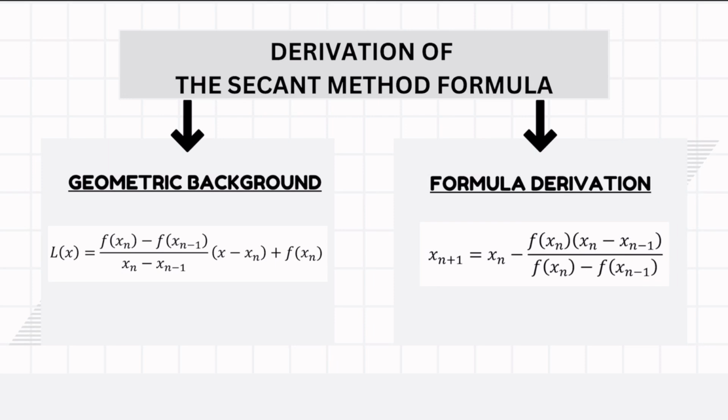Derivation of the secant formula. We start with the slope of the secant line between 2 points, which is calculated as the difference in the function values, divided by the difference in the input values, xn minus xn minus 1. The equation of the secant line can then be written as the formula on the left. To find the root of this secant line, we set L of x equal to 0. Solving for x, we derive the formula for the next approximation xn plus 1, which is the formula at the right. This is the core formula of the secant method.